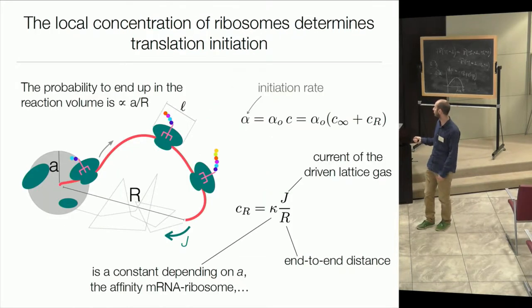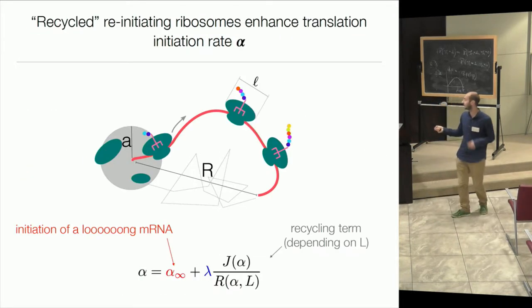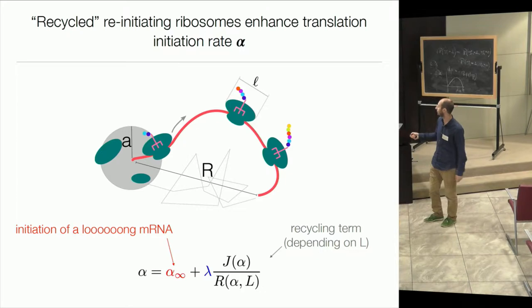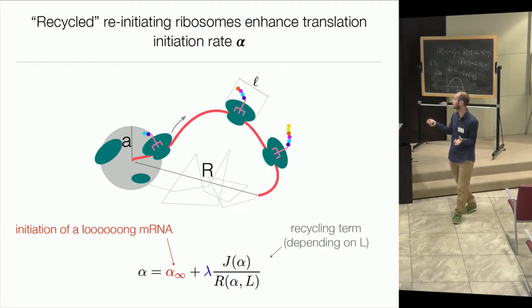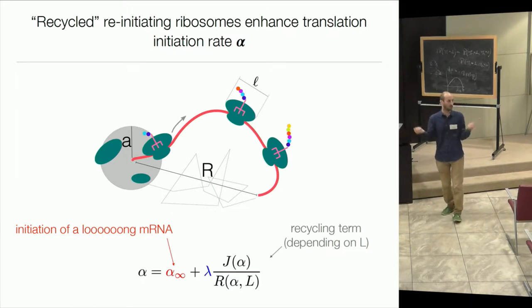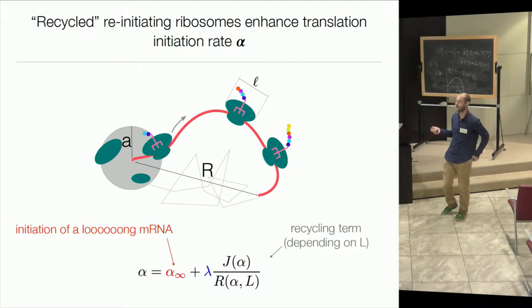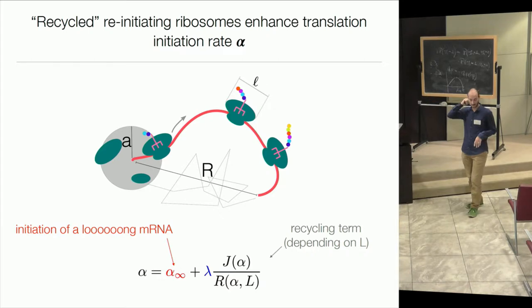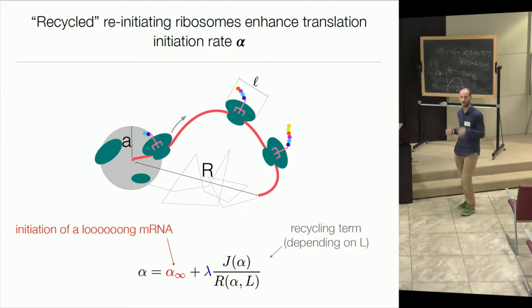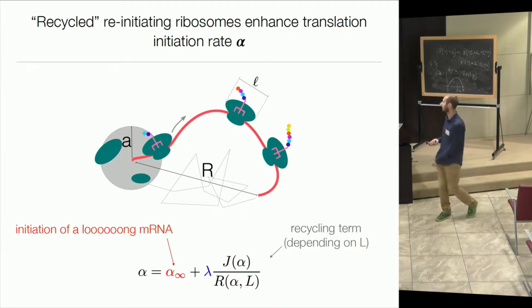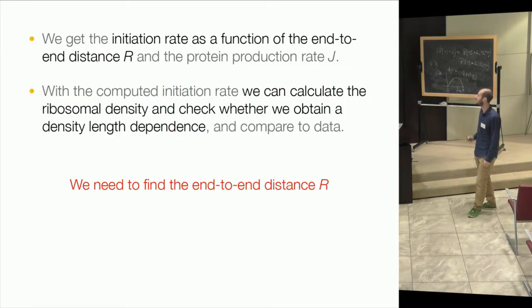So at the end, if you plug it in there, you will get the initiation rate that will be like the initiation rate of a long messenger RNA, and that's what has usually been done, plus a term that is the recycling term that will depend on the current, of course, and on the end-to-end distance between the two ends of the messenger. I would like to stress that I'm just going to show you the result for the low density regime because, as we showed before and also Dan showed before, we are working in the low density regime. Okay, the total phase diagram is in the other preprint.